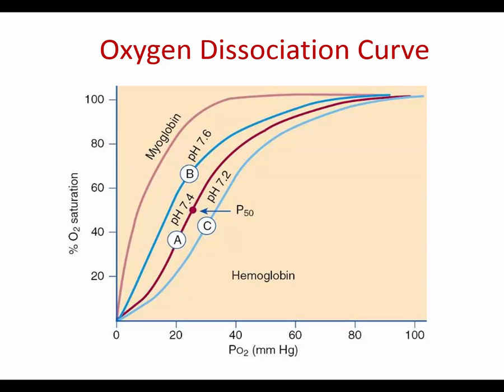And if you are a fetal hemoglobin, or in this example, a myoglobin, you want to be on the left side of this graph. Because what is the function of myoglobin? Muscles. You find it in the skeletal muscle, you find it in the cardiac muscle. It's going to do the same thing.